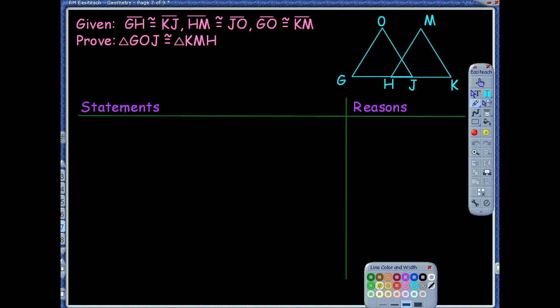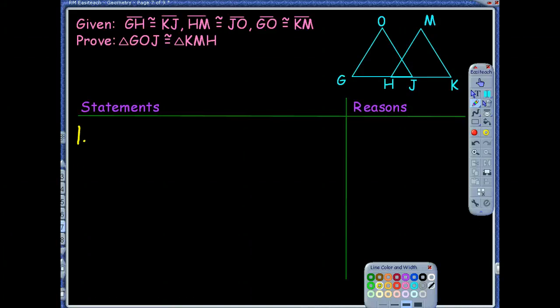For our next one, notice we've got several triangles here, but look at what we're trying to prove congruent. GOJ and KMH. So make sure we're not looking at that little bitty triangle. It wouldn't be congruent to any of those.